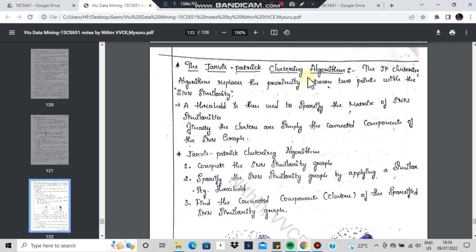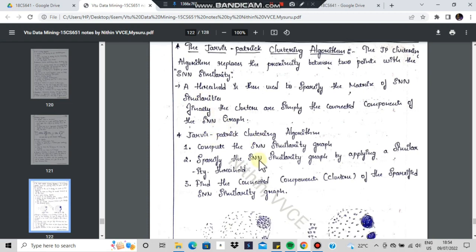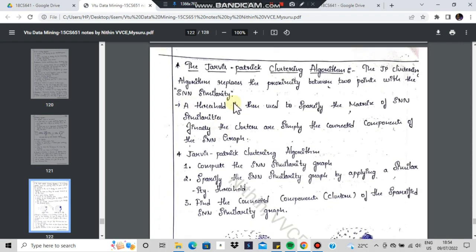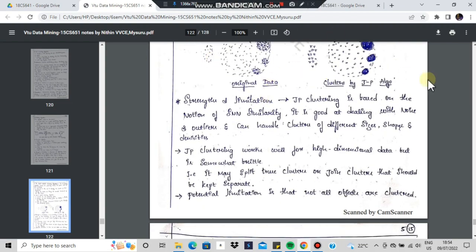Then we have the Jarvis-Patrick clustering algorithm. Here we have a threshold used to sparsify the matrix of SNN similarities. This is how the original data looks, and this is how the clusters by the JP algorithm will look. Here also there are some very slight differences, so don't pay much attention to it because this is a less repeated topic. Just know what it is, that's sufficient, and know this diagram as well.